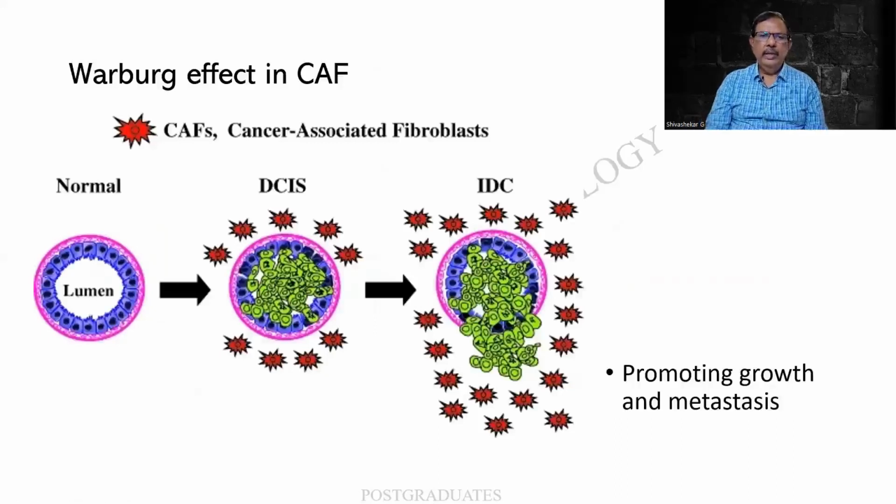Warburg effect on the cancer-associated fibroblasts. Normally, you find that there is a basement membrane, there is a fibrous tissue, there is an in situ lesion, and there is no malignancy. But what happens over here is there is an intact basement membrane, maybe a peripheral rim of myofibroblasts, and then the epithelium. But then there is a proliferation, there is a DCIS, ductal carcinoma in situ. But in this case, you find that there is a breach in the basement membrane, there is an invasion, and there is a promotion of the growth as well as the metastasis. This is the effect of it in the Warburg effect.